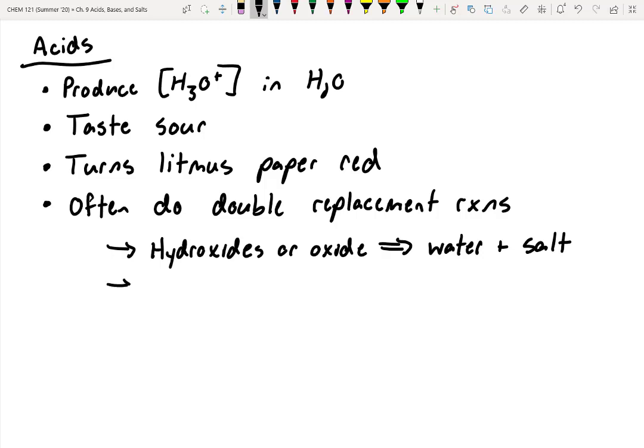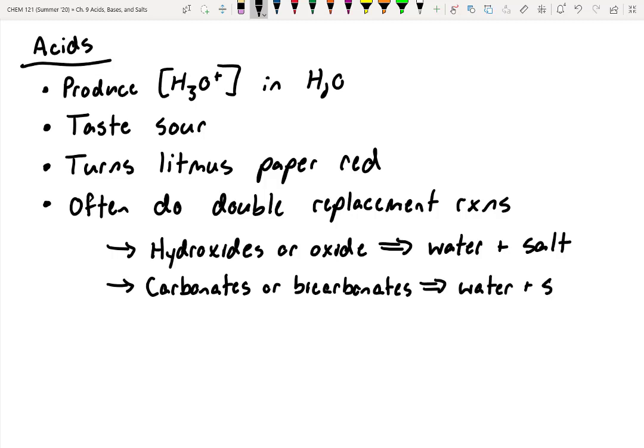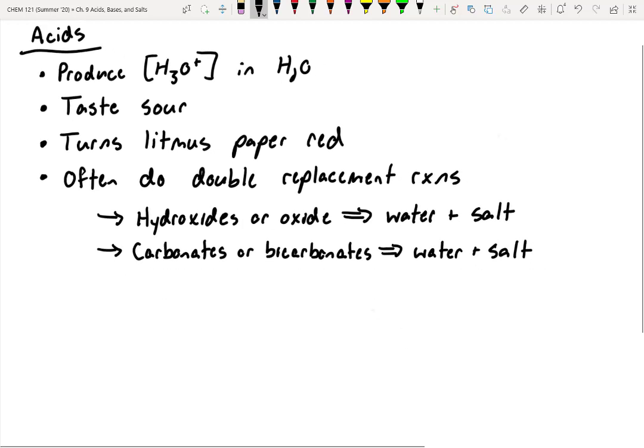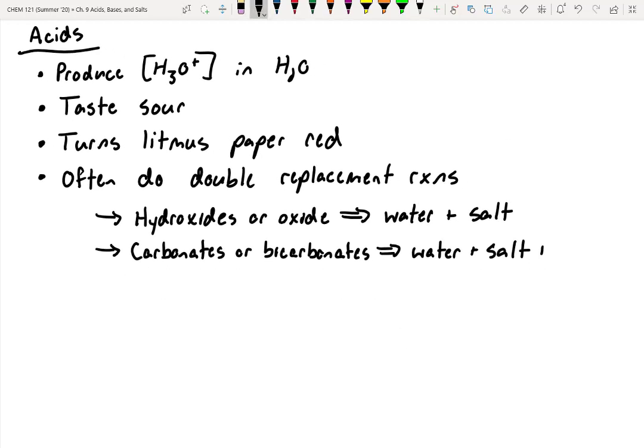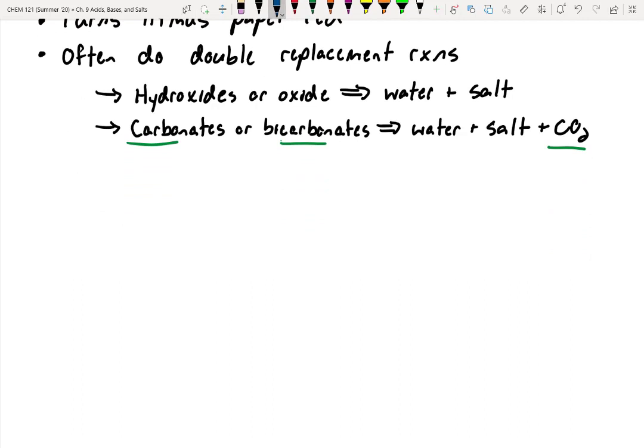And then if we look at some other compounds, like carbonates and bicarbonates, you still get water and a salt. We saw this in our previous video. But if you recall, when we did our carbonates lab, we also got CO2 that was kicked out. So the way you can remember this is most acids will produce water and salt, but if you see the word carbon in here, there's a good chance you're going to be producing CO2. Essentially, it will decompose.